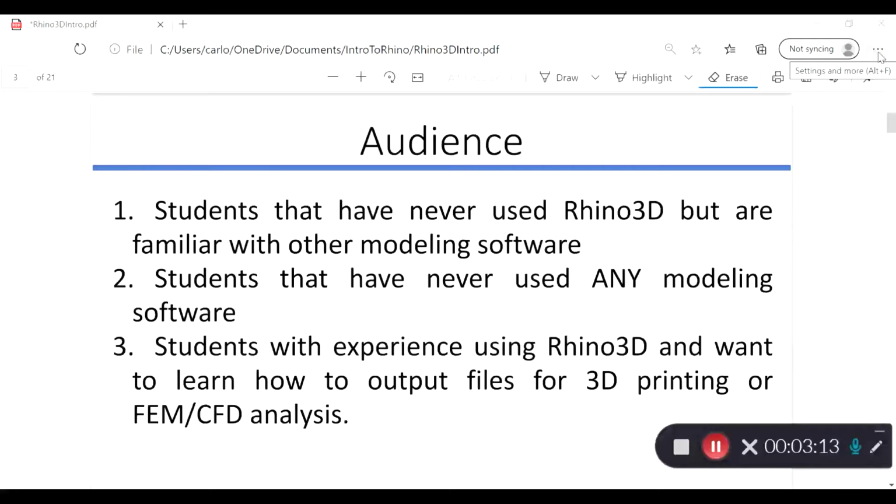Then a third audience will be students with experience using Rhino and other software for modeling, but want to learn how to output files for 3D printing or manufacturing or analysis on finite element method or computational fluid dynamics, and how to prepare the body or the object for those types of analysis.